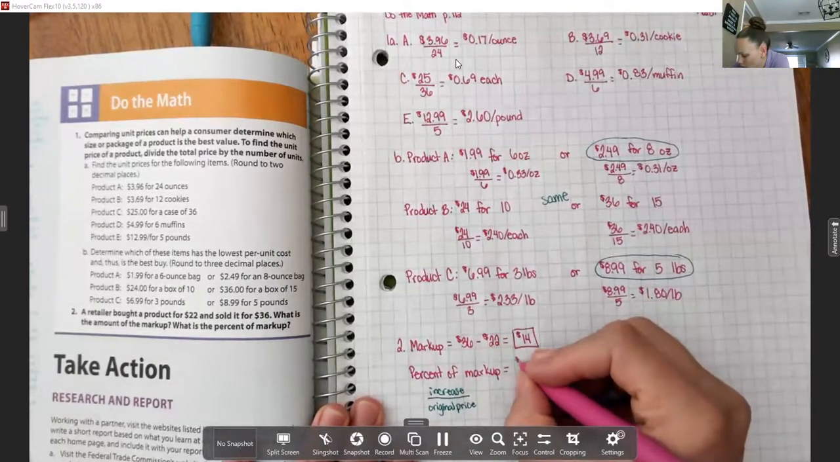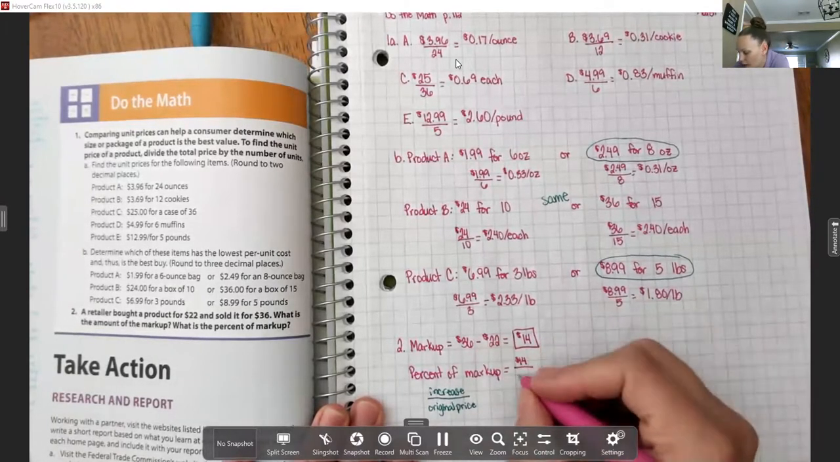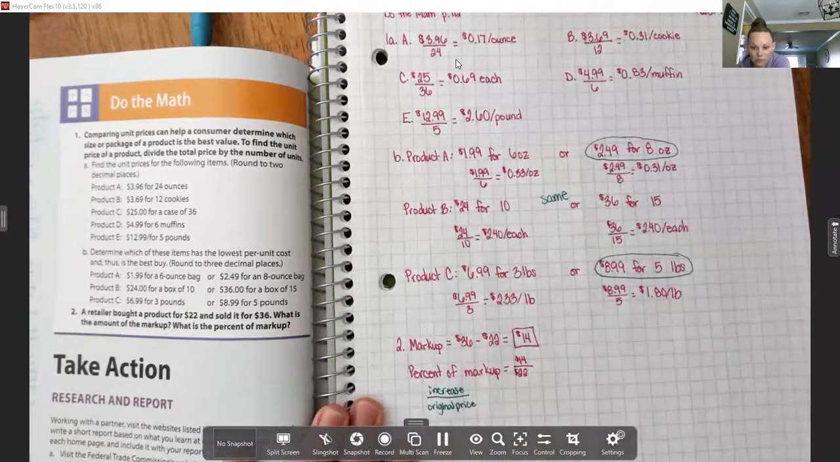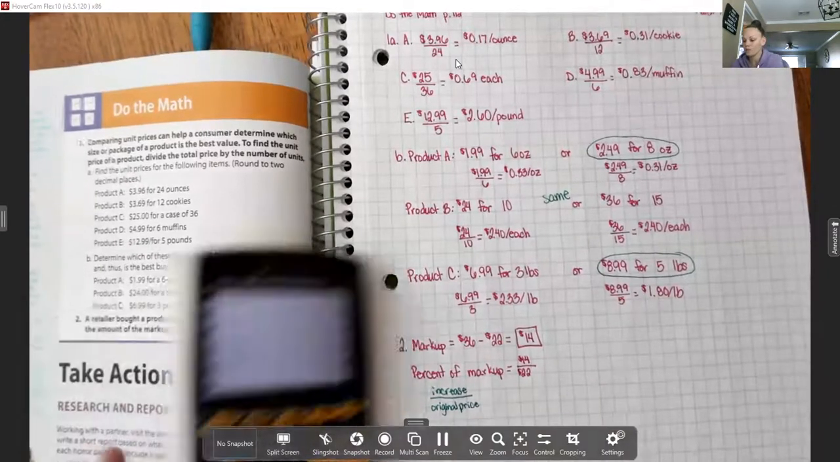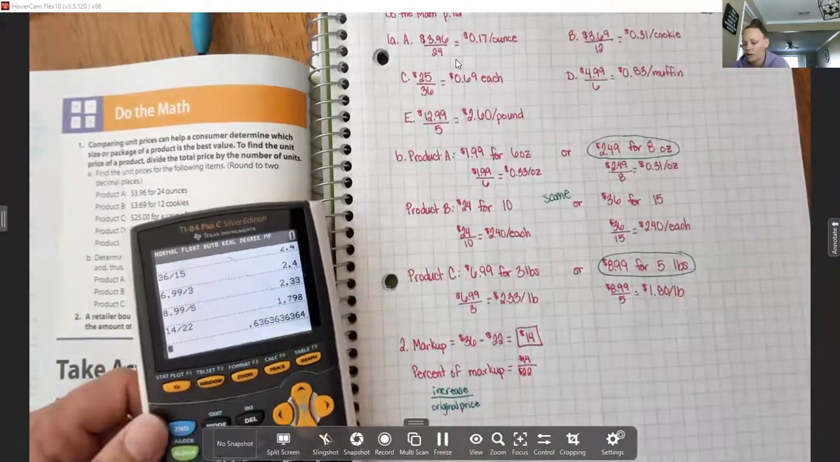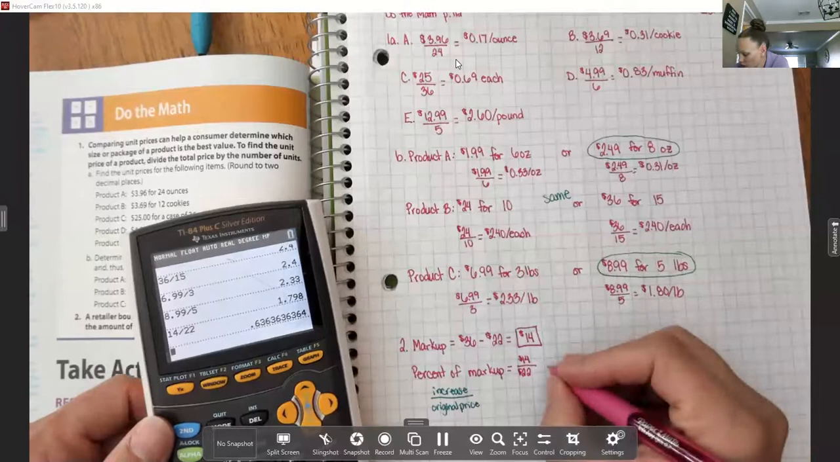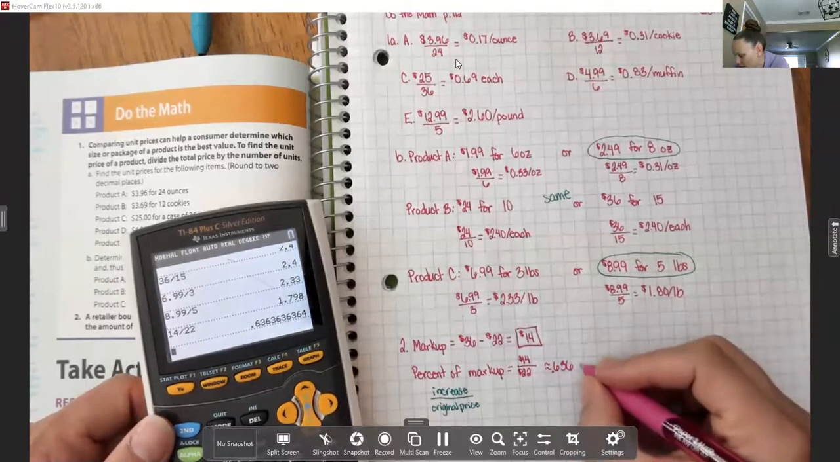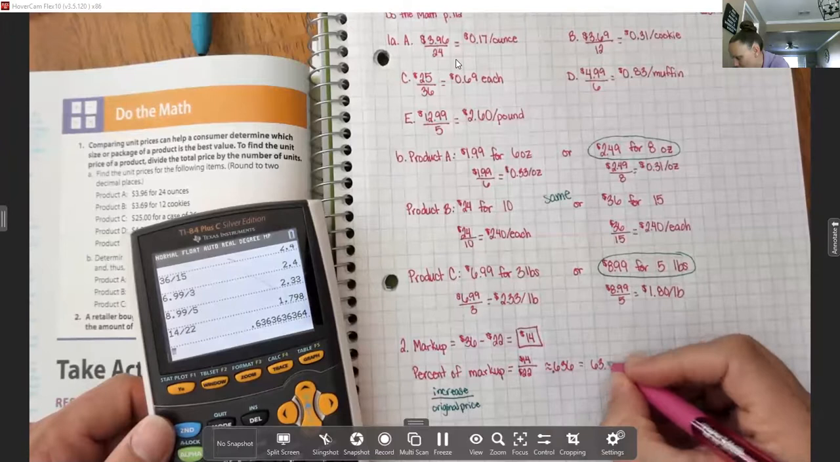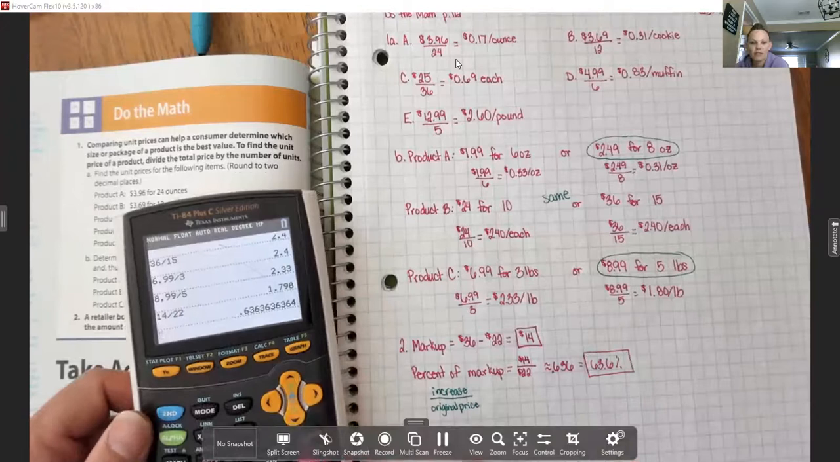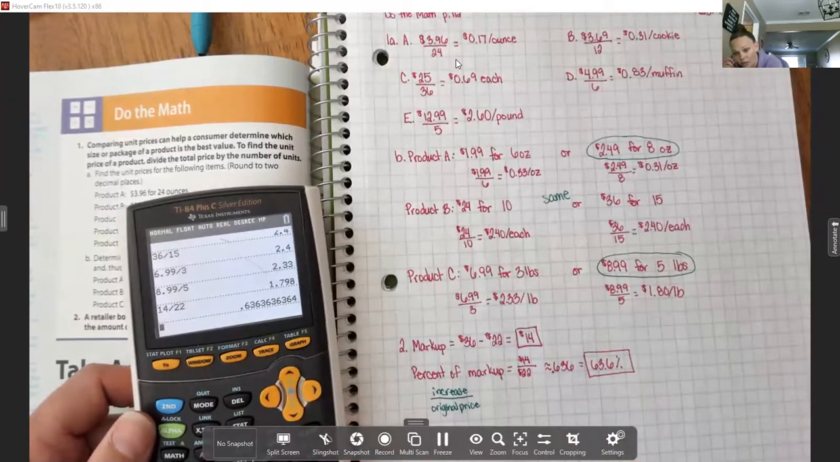So $14 divided by the original price that they paid for it, which was $22. So 14 divided by 22. This is about a 6, so it's 0.636, which is 63.6%. Remember, to turn this into a percent, we move our decimal 2 places to the right.